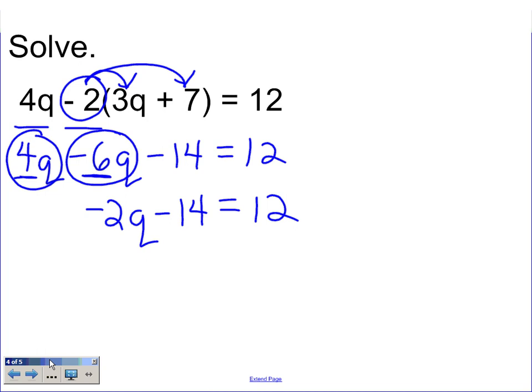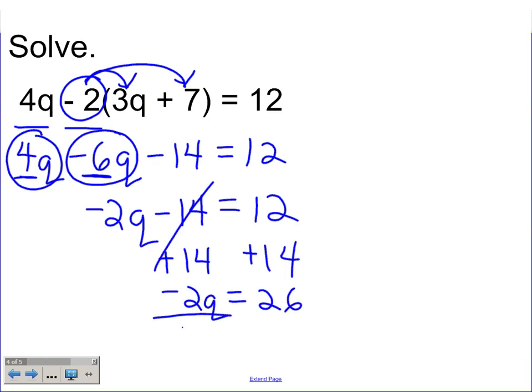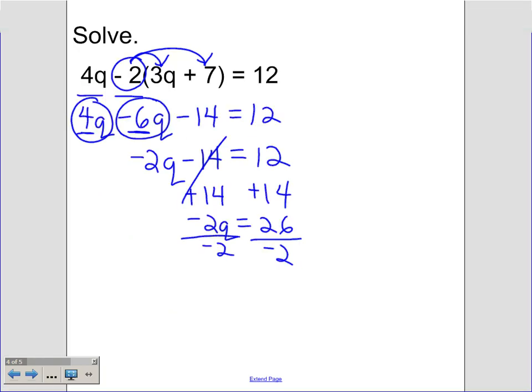To get -2q by itself, I want to add 14 to both sides of the equation. -2q equals 26. Divide through by -2 on both sides. And this is going to be really important. As I keep bringing this down step by step, -2q, make sure that you do that as well.